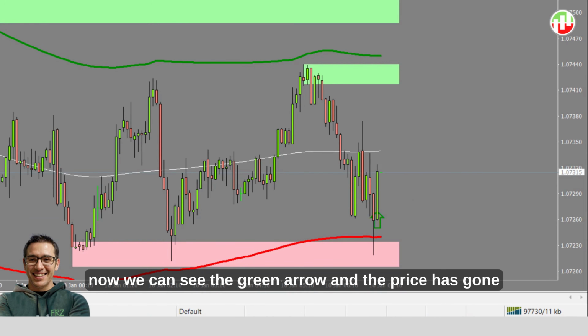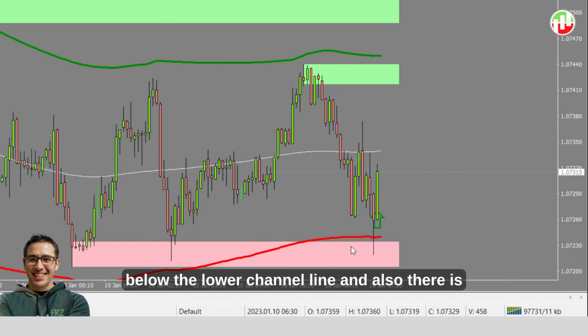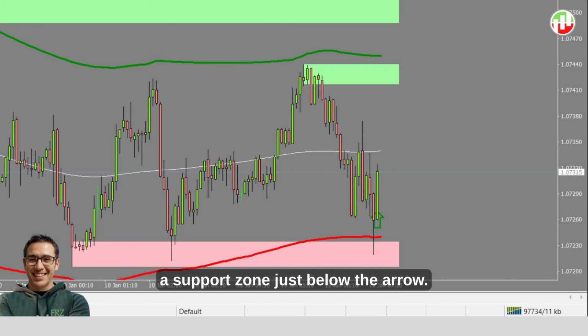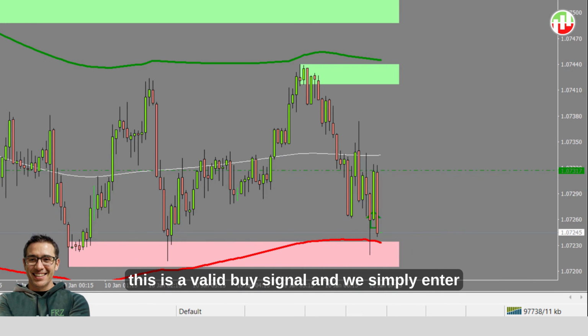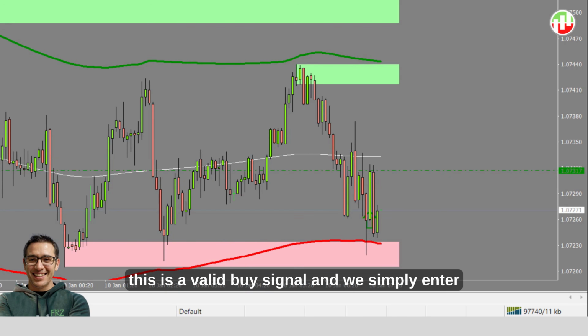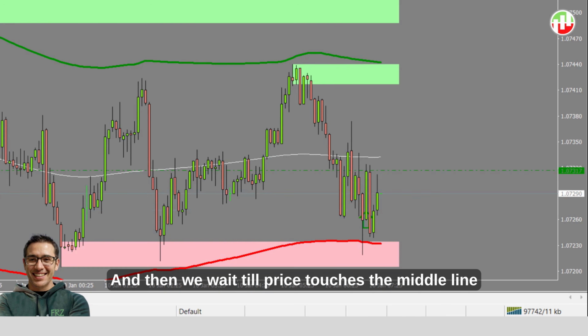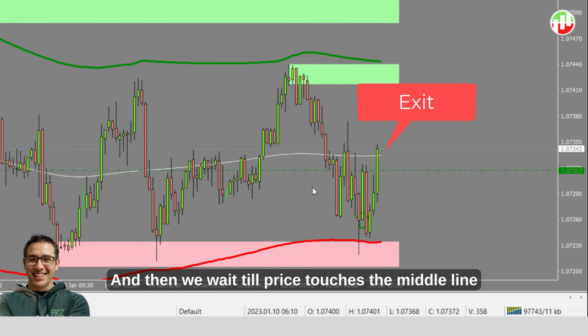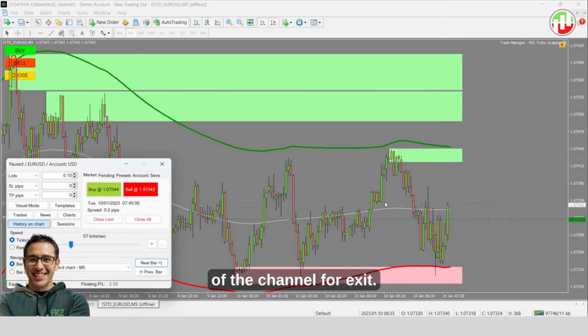Okay, now we can see the green arrow and the price has gone below the lower channel line, and also there is a support zone just below the arrow, and the price is below the middle line. So this is a valid buy signal, and we simply enter a buy trade. And then we wait till price touches the middle line of the channel for exit.